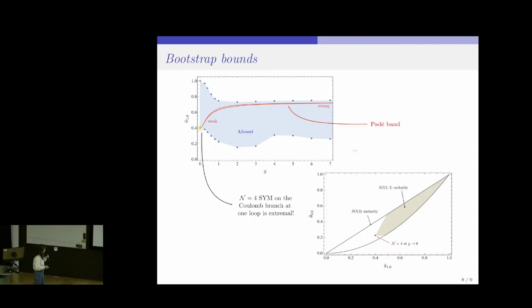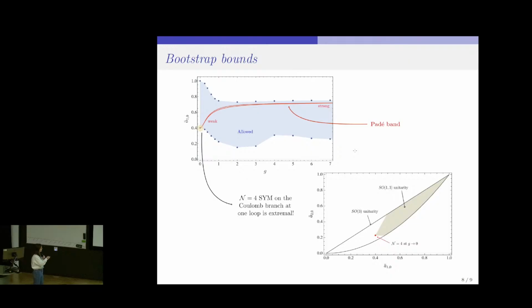So let me show you some bootstrap bounds. So for instance, this is a bound on A10 divided by A00 as a function of the coupling g. So as you see in blue, this is the allowed region given by the bootstrap. And this is compared with a Bethe band that we generated using weak coupling expansion, strong coupling expansion data, and then some error model. So I want you to notice three important things.